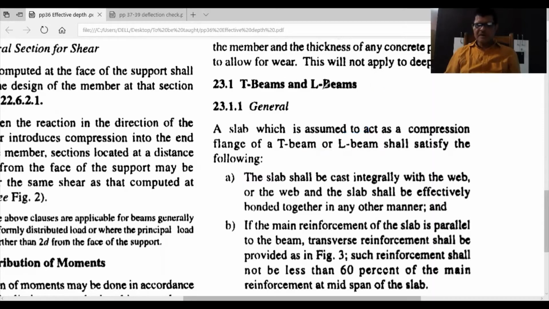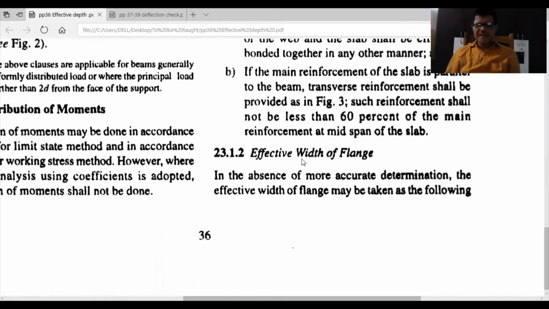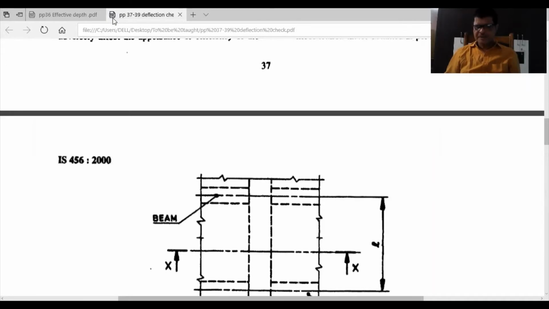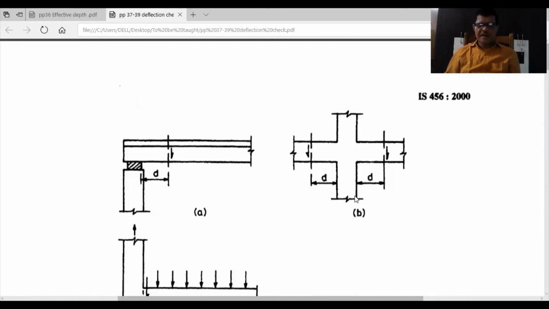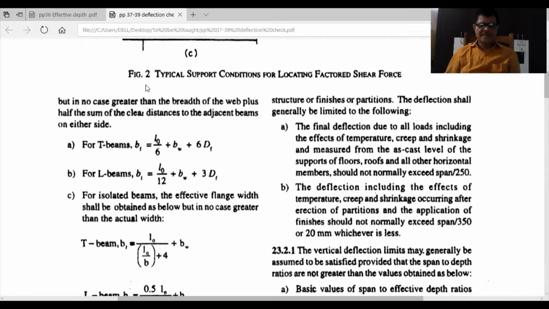So let us see what the code says. Now, effective width of flange. It says, in the absence of more accurate determination, the effective flange width may be taken as the following. So go to the next page, 37 to 39. Now in page number 37, you see what is written. But in no case shall it be greater than the breadth of the web plus half the sum of the clear distances to the adjacent beams.